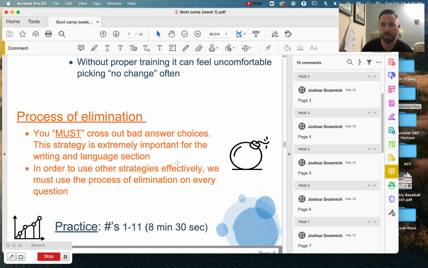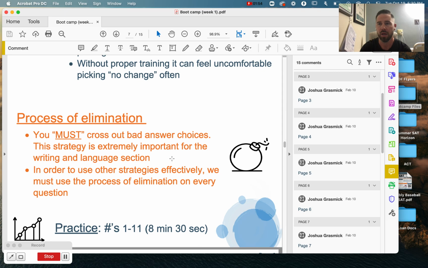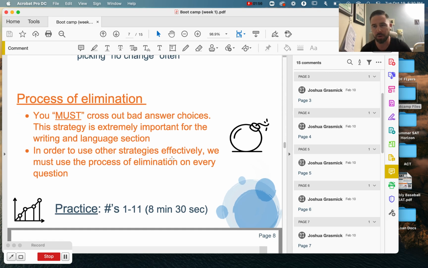The next thing that we have to utilize for every question is the process of elimination. This means you're going to have an active pencil. Obviously, you're doing this online right now, but the day of the test, you have to cross out bad answer choices, literally crossing them out, because the ACT is not always about which answer is correct, it's more about which answer is most correct. So we want to work our way to the right answer, and I'm going to show you how we do that by getting rid of the bad answer choices.